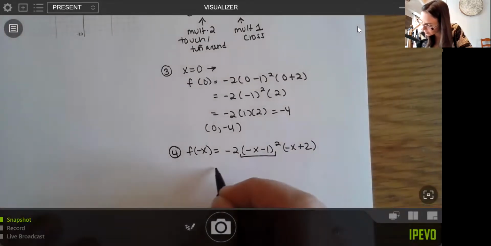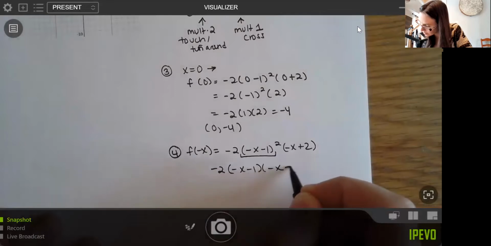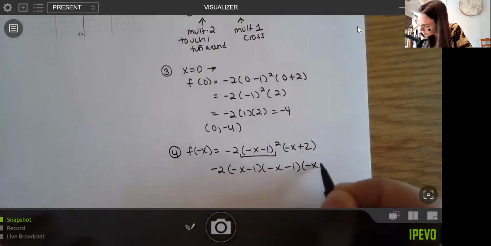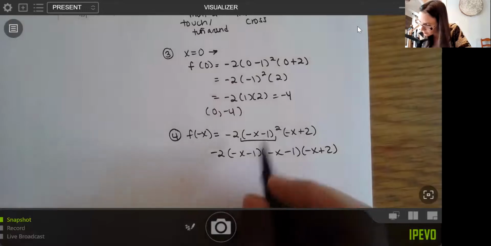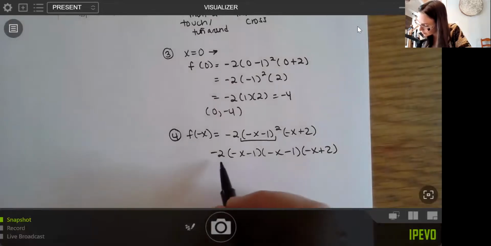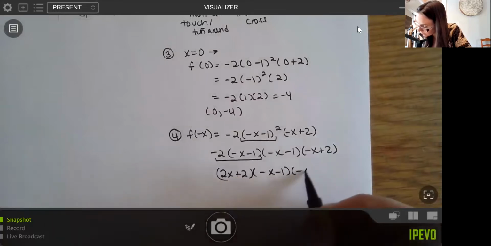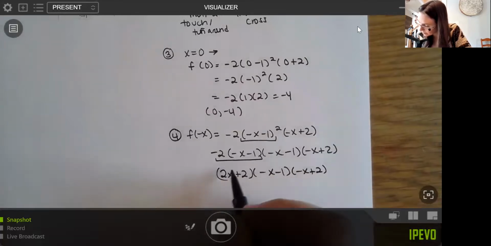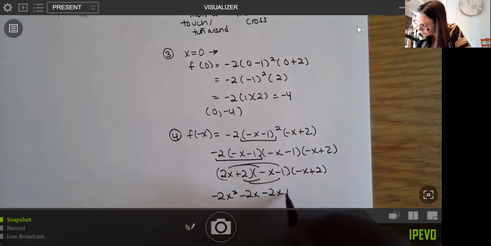So I would multiply this out. So I have -x minus 1 times -x minus 1. And then I have -x plus 2. So let's see, we'll do this first. So I have 2x plus 2 times -x minus 1. Then I would multiply this next group out, foiling. So I have, let's see, -2x squared minus 2x here minus 2x plus 2.